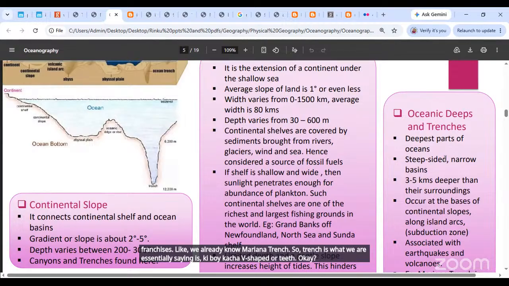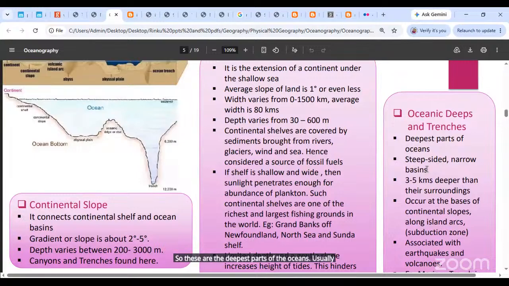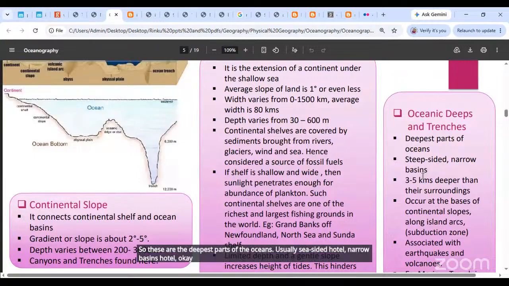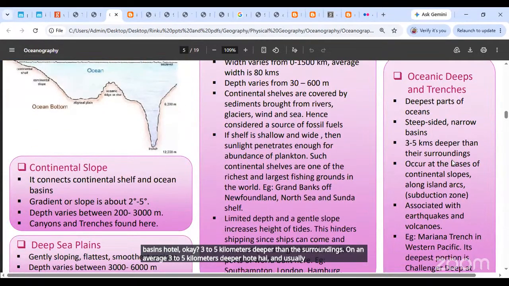Okay, so these are the deepest parts of the oceans. Usually steep sided, narrow basins. Okay, 3 to 5 kilometers deeper than the surroundings. On an average they are 3 to 5 kilometers deeper. And usually they occur at the base of continental slopes or along island arcs.